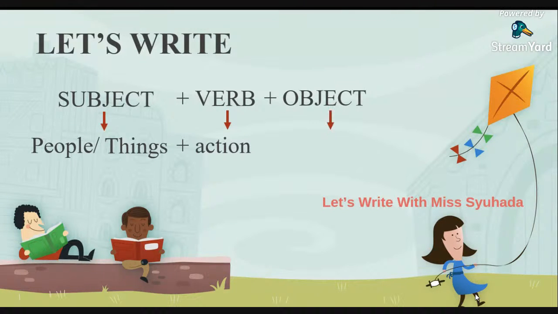And next, we have the object. Okay, they do what? What apa dengan apa? And for this time, I would like to add the place. People, things, action, object and place. Dekat mana orang tu ataupun people buat benda tu. Okay.